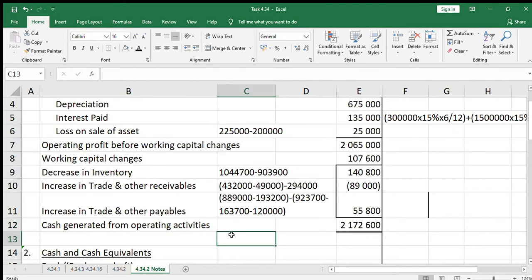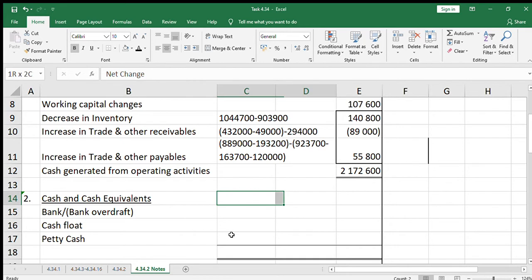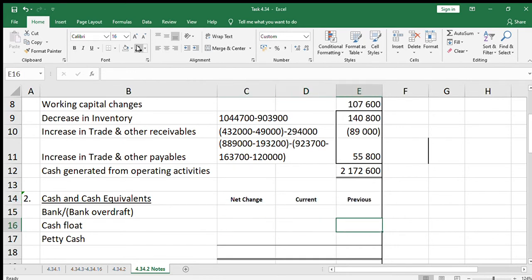2,172,600. Okay, so now that we're done with note 1, we can then do note 2. Okay, so note 2, remember we're calculating the net change in all our figures. Okay, now this question doesn't have everything split up between bank, petty cash, and cash flow. So we're just going to use the cash and cash equivalents figures on the actual balance sheet.